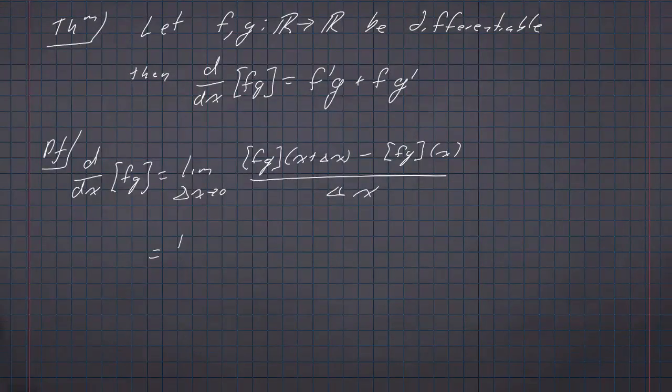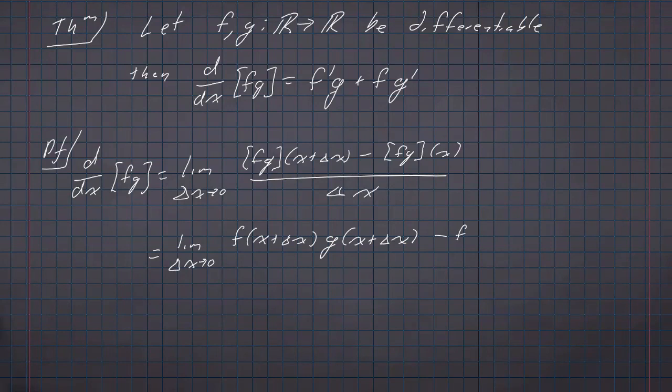And of course, a product of two functions is literally evaluate each function at the given point and multiply them together. So fg at x plus delta x is just f of x plus delta x times g of x plus delta x. And fg evaluated at x is literally just f of x, g of x.